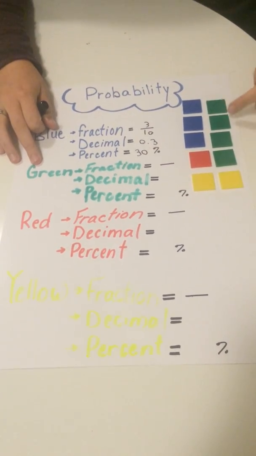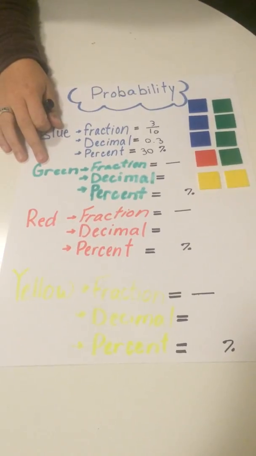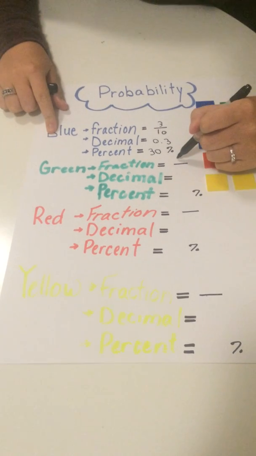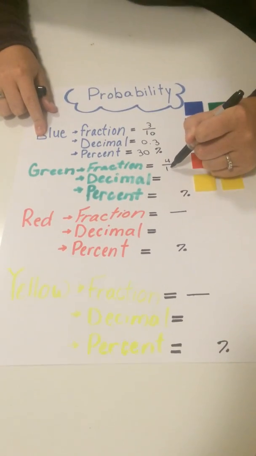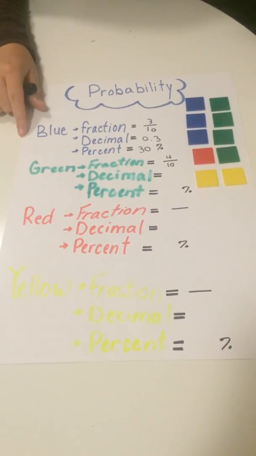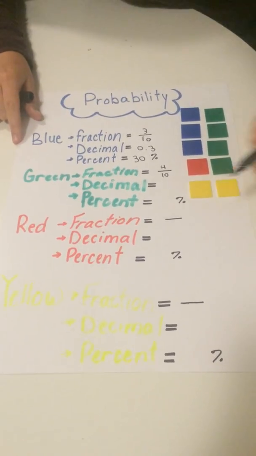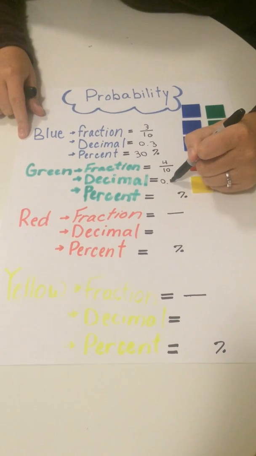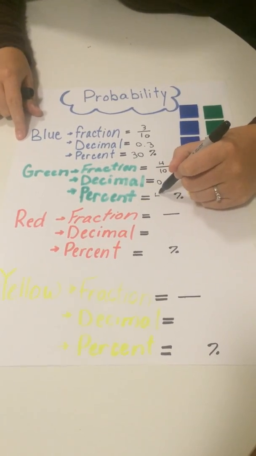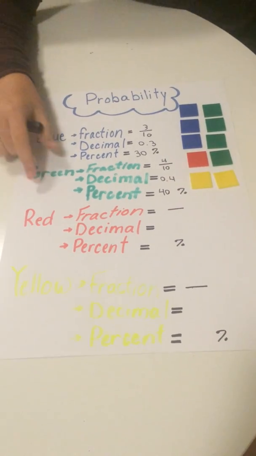We have 1, 2, 3, 4 green counters. Can anyone represent this as a fraction? 4 out of 10. So there's 4 green counters out of the total 10 counters. Very good. How about as a decimal? 0.4. And as a percent? 40%. Very good. The next one, let's have a student volunteer.